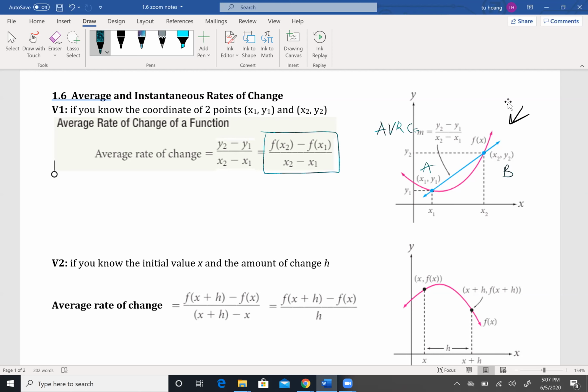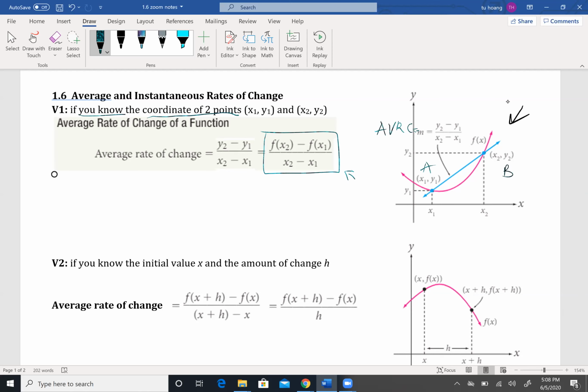Make sure, in this session, you're going to learn about two versions of the average rate of change. The first one is this form. And remember that you only use this form if you know the coordinates of 2 points, okay? In this case, you know the coordinates of 2 points, A and B already, so you want to apply this form.